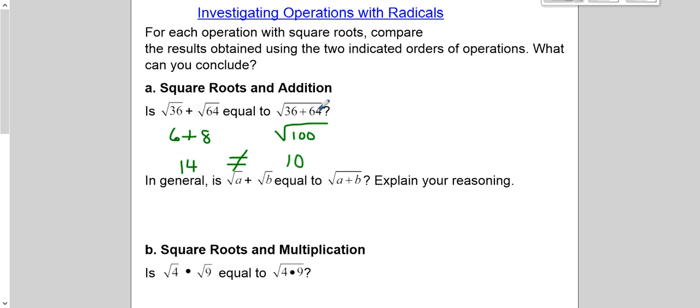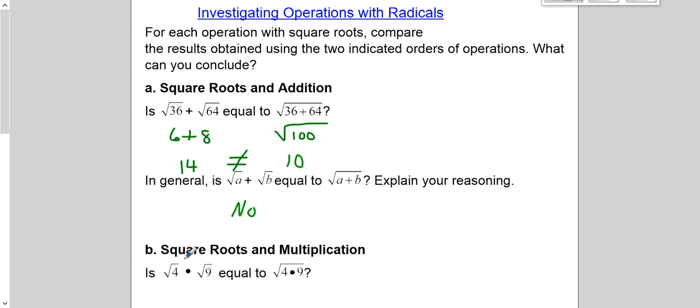So when we have addition inside a square root symbol, we cannot break it apart into the square root of 2 different things and then add. It will not give us the same answer. So in general, the square root of A plus the square root of B is not equal to the square root of A plus B. So no, it is not. Did not give us the same answer.